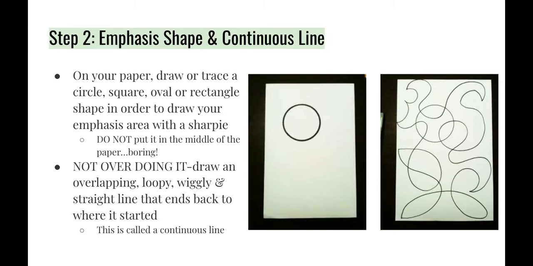Remember, after that, you are then going to take a continuous, overlapping, loopy, wiggly, straight, zigzag line that bends back and forth to where it started. All right. So as you can see in the two pictures here, I have the picture of the circle I created, and then I created this really loopy, continuous line that overlaps and kind of swirls through other parts of the line.